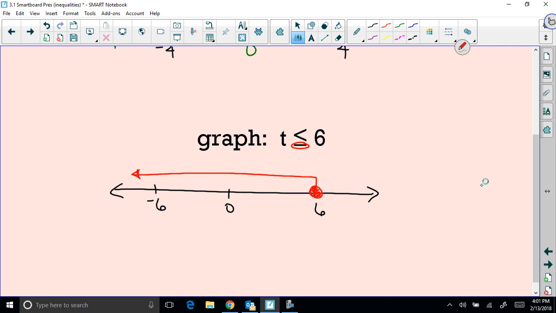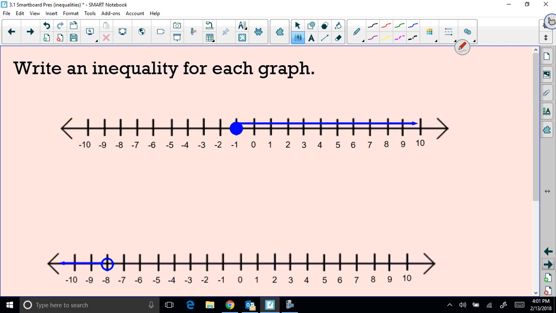Okay? So if you turn your notes over, now I'm giving you a graph, and you're going to write the inequality for it. And every time you do this, you're going to put your variable on the left. So I'm just going to use x for these examples. So this example here, I'm going to put my x down on the left. And then my circle is at negative 1. So I'm going to put down negative 1. And then here's what I'm going to do. It's a closed circle. So I know I have to have an equal to part. And it's shading right. So I move my arrow to the right.